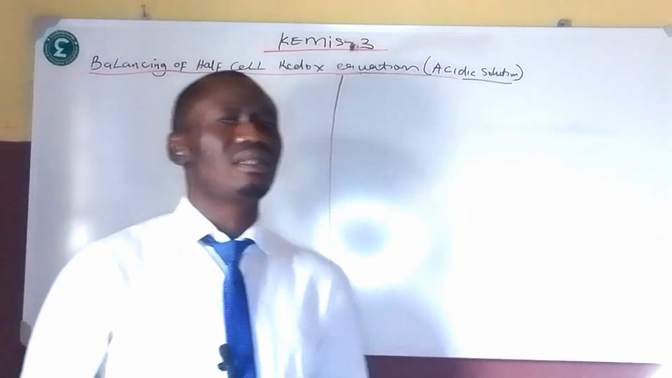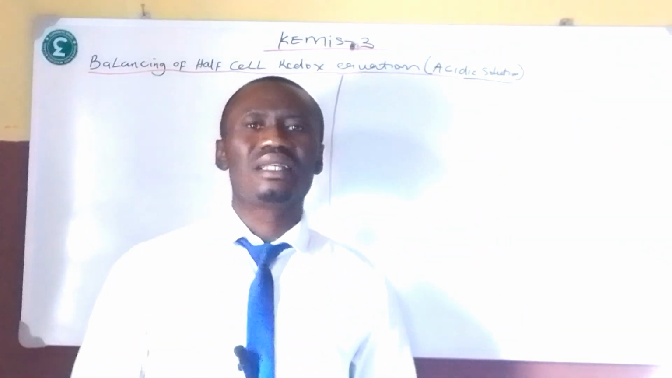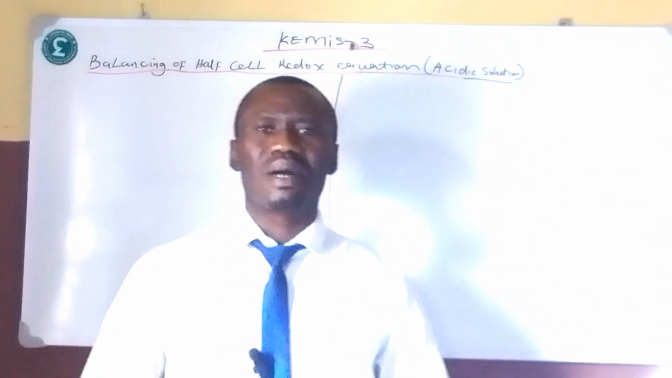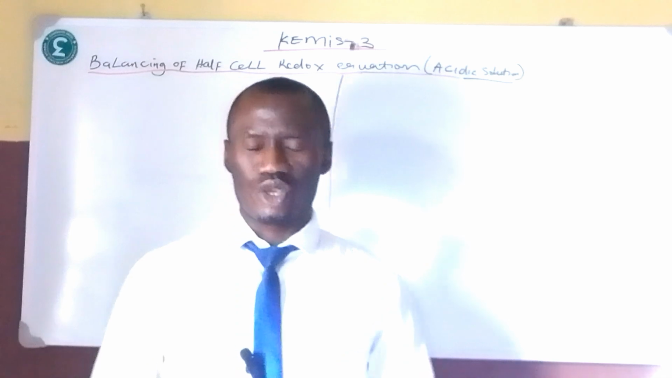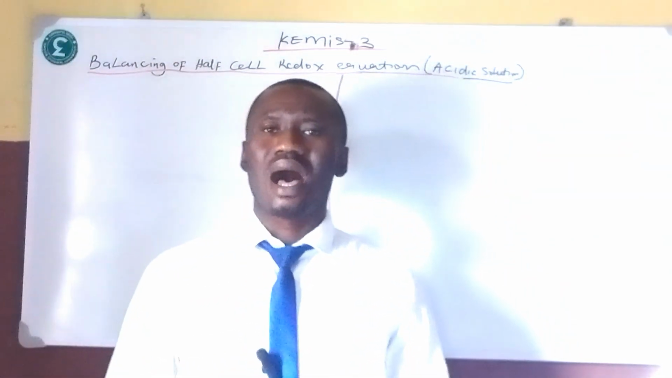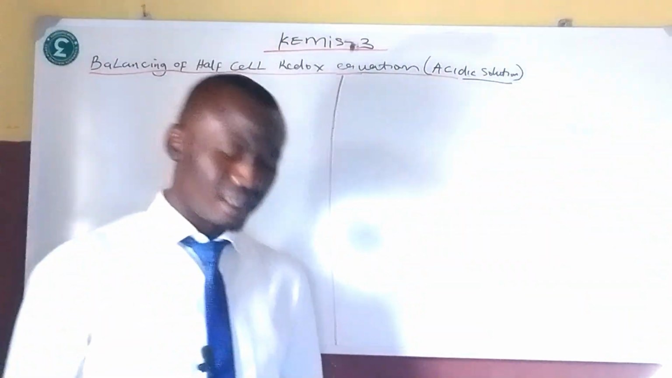Now, under the acidic solution, you still have to take the same steps. Step number 1, dividing the equation into two halves. Step number 2, making sure that the atoms of elements and ions are balanced. Step number 3, equalizing the equation. Step number 4, adding up the equation. Without much further ado, let's have the equation.